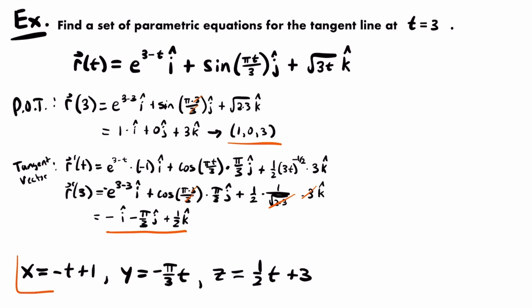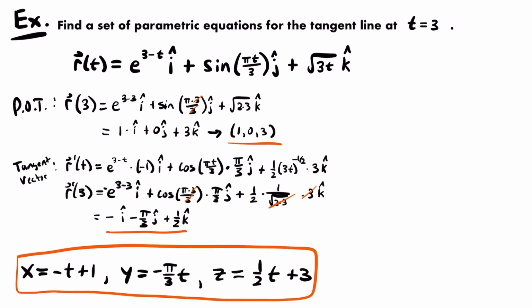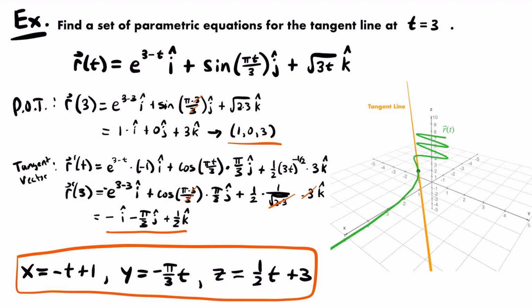And that right there is a set of parametric equations that represents the tangent line at t equals 3 for this vector function. And if you want to see what that looks like with a graph, I'll put a 3D render up here on the screen for you to look at. You can see the curve represented by this vector function, as well as the tangent line at t equals 3 along that curve. Okay, and so that's it for this example. And this is going to be our last example of finding a set of parametric equations for a tangent line.